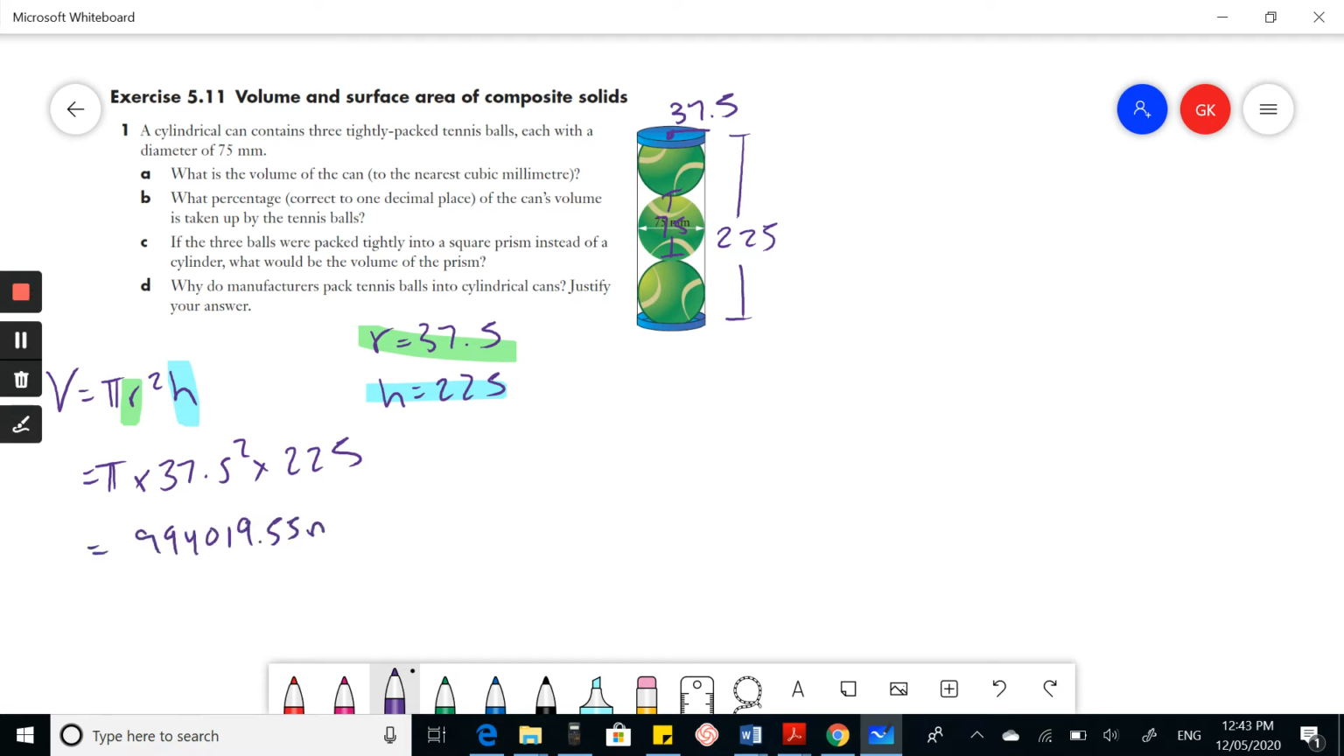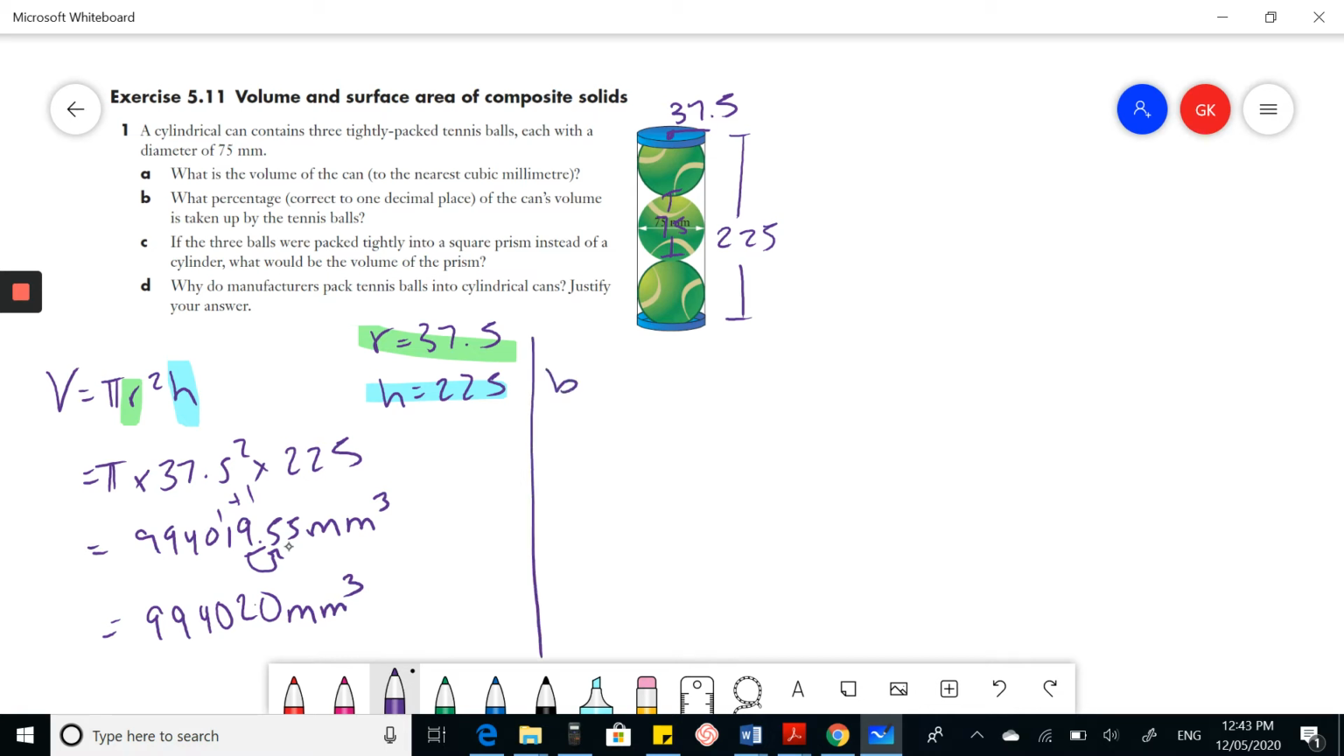Okay, so that's my answer in millimeters cubed, which is what they want, but it's to the nearest cubic millimeter. That means I don't want any decimals. So we look at this 9. Next number is a 5, so we've got to add 1 to that. If we add 1 to 9, it becomes 10. So we've got 9940. That's 10, so that becomes a 0 underneath the 9. We add 1 to that 1, that becomes a 2. Okay, so the answer is 994,020 millimeters cubed. Okay, so that was nice and easy.